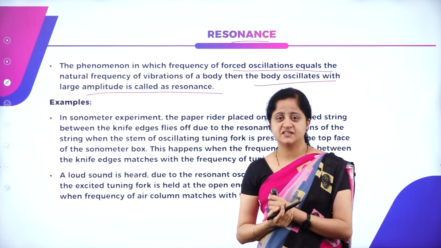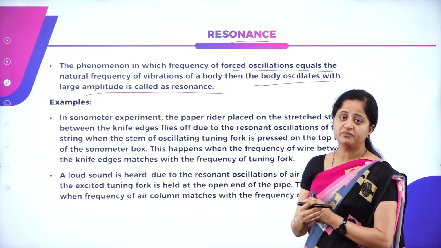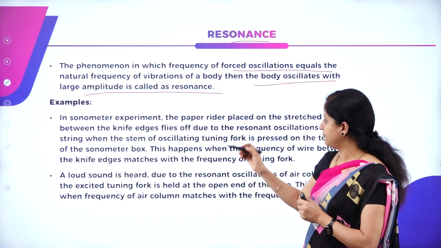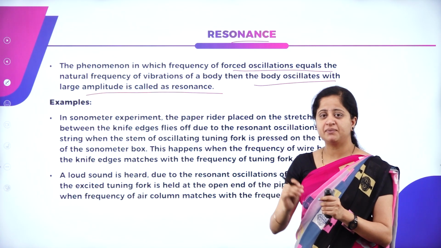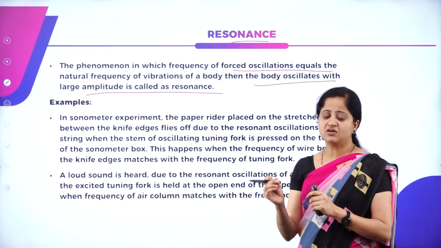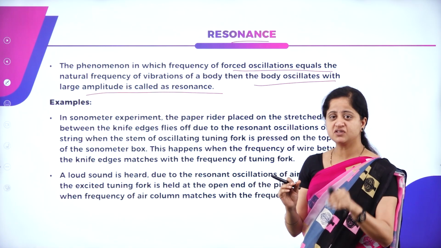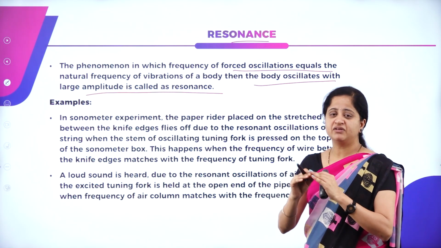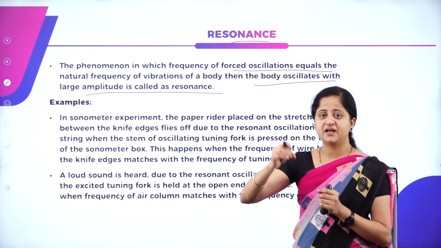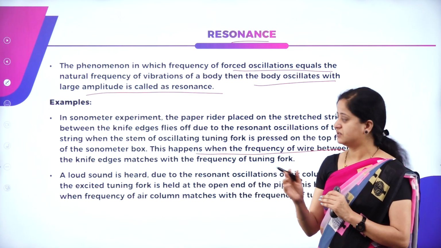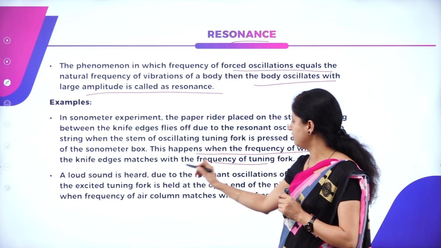So we all come across this resonance in our daily life. So we have a few examples here. In the sonometer experiment we observe the resonance. The paper rider is placed on a sonometer wire, and when the tuning fork is tapped on a rubber pad and placed on the sonometer, because of these vibrations, the natural frequency of the wire will match with the forced frequency created by the tuning fork, and when these two match, the amplitude will be more, and this causes the paper rider placed on the sonometer to fall down. So this happens when the frequency of the sonometer wire between the knife edges matches with the frequency of the tuning fork.